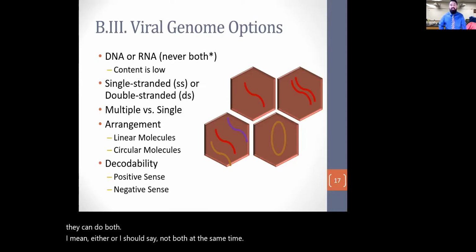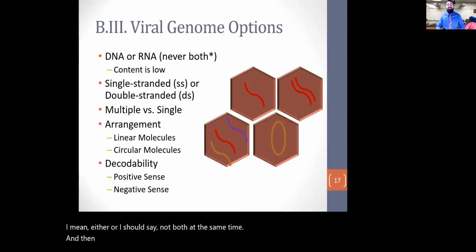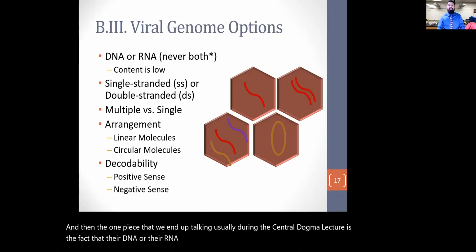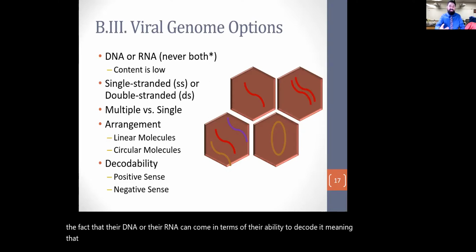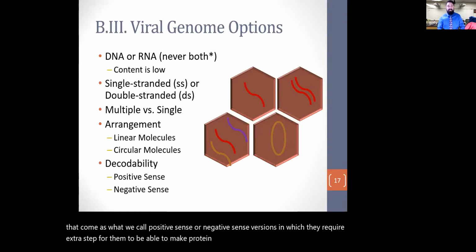And then the one piece that we usually talk about during the central dogma lecture is the fact that their DNA or their RNA can come in terms of their ability to decode it, meaning they come as what we call positive sense or negative sense versions, in which they require an extra step to be able to make protein. And we'll give some examples a little bit later.